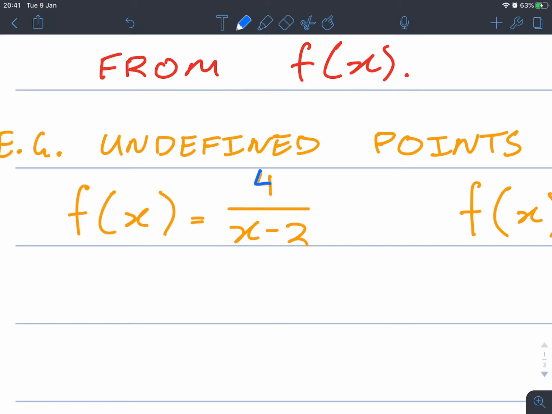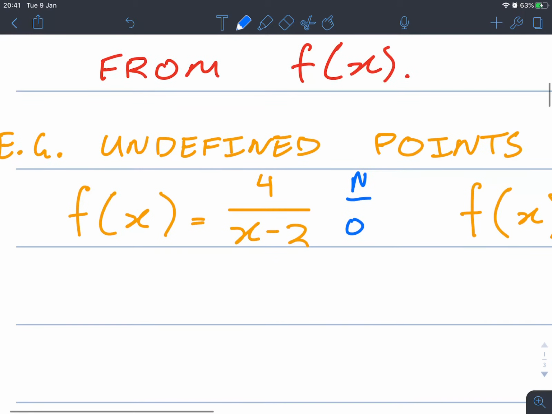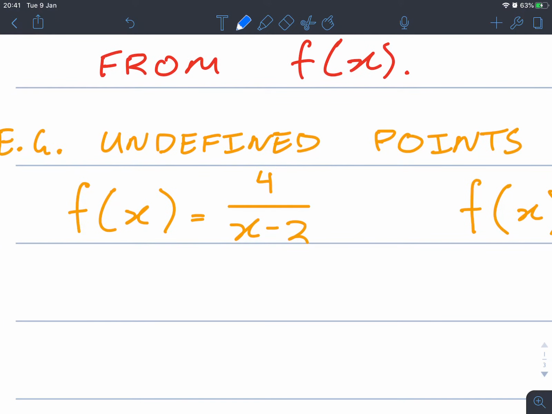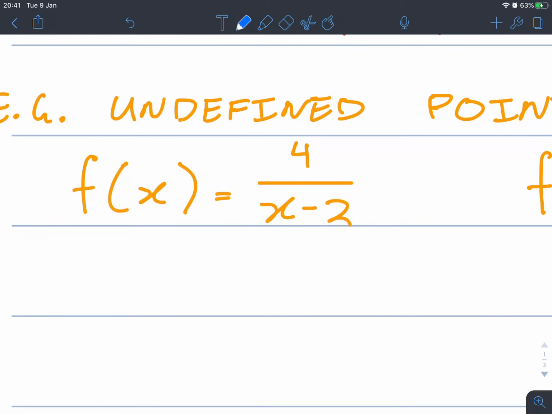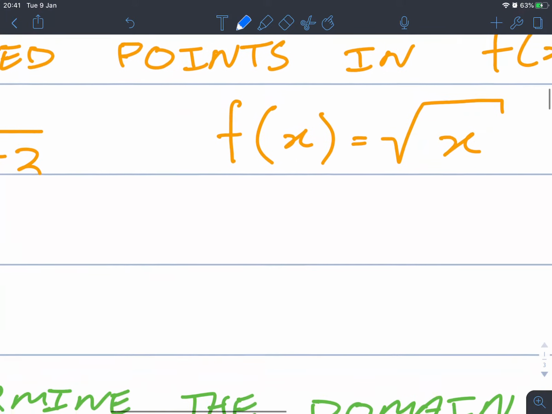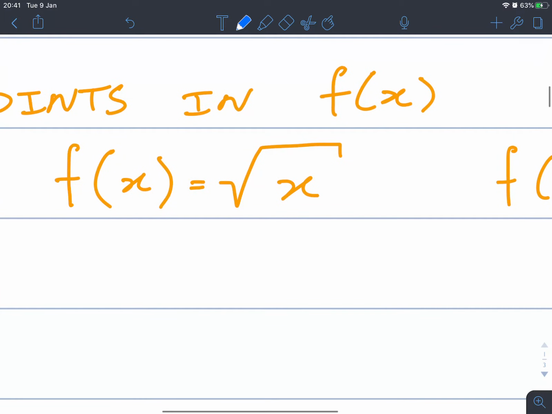What is a number divided by 0? Well, that's our first idea of an undefined point. So in this example, x equaling 2 is undefined. That means every other number here will give us a defined point. So in this case, x cannot equal 2.